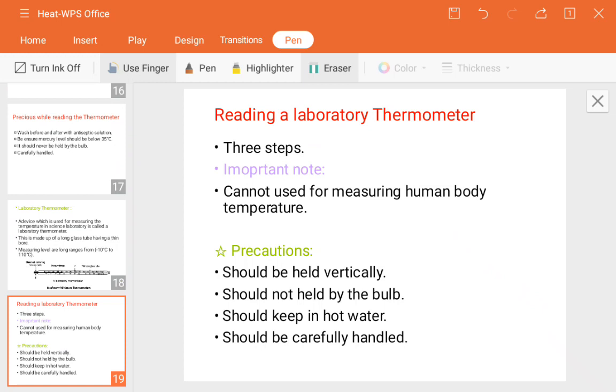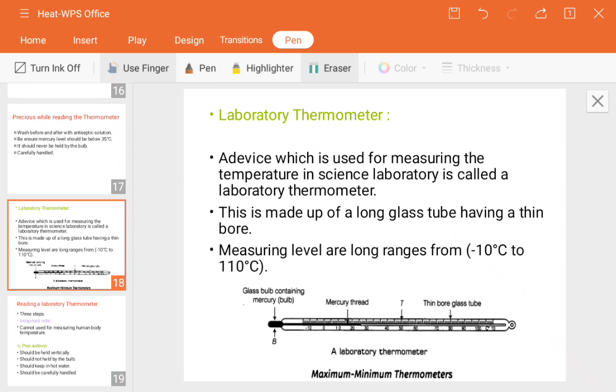Now in the second step, try to hold that laboratory thermometer from its glass tube and immerse the bulb of the thermometer in hot water. You have to put the bulb portion in the water. Notice that the bulb of the thermometer should not touch the sides or the bottom. You just immerse it inside the water, but you should not touch the bottom of that beaker.